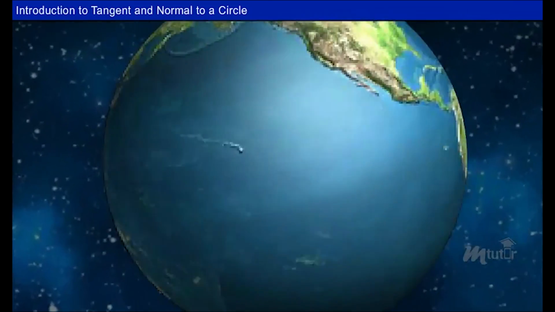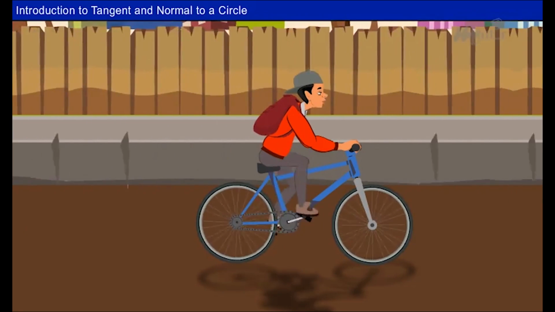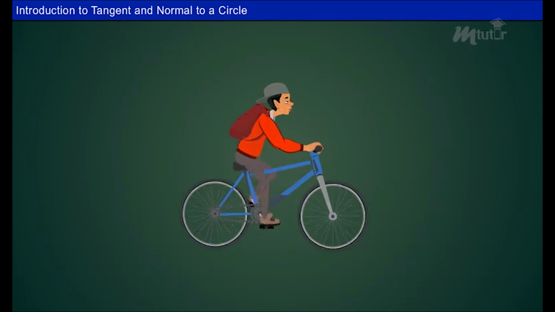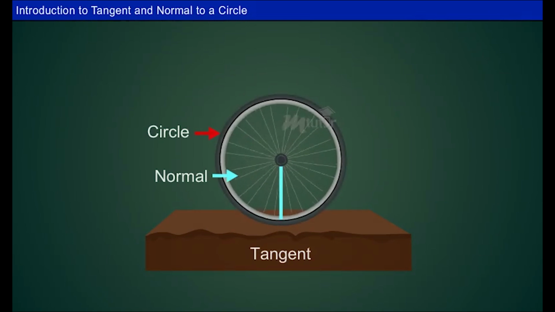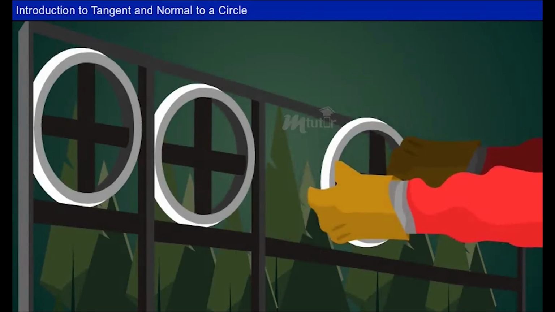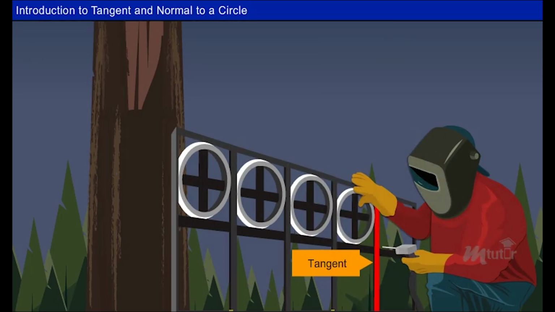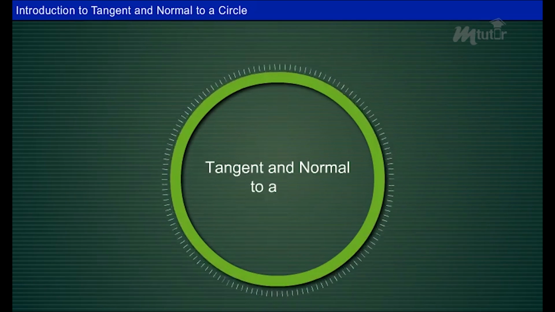Why should we study the tangent and normal to a circle? In our world, many things involve the tangent and normal to a circle. The cycle wheel is a circle and the land acts as the tangent. The spokes of the wheel are the normal. In the construction of buildings, the tangent to a circle is very important for aligning circles and creating useful patterns. Here, the normal is used to design the circles. Let us study the tangent and normal to a circle briefly.